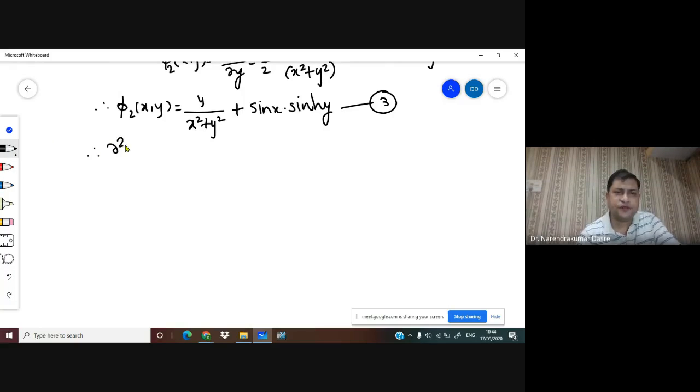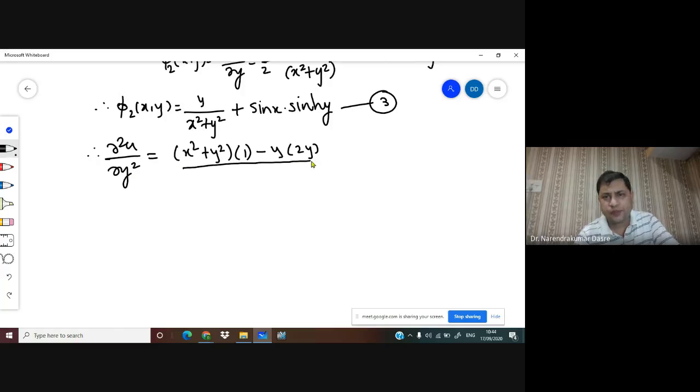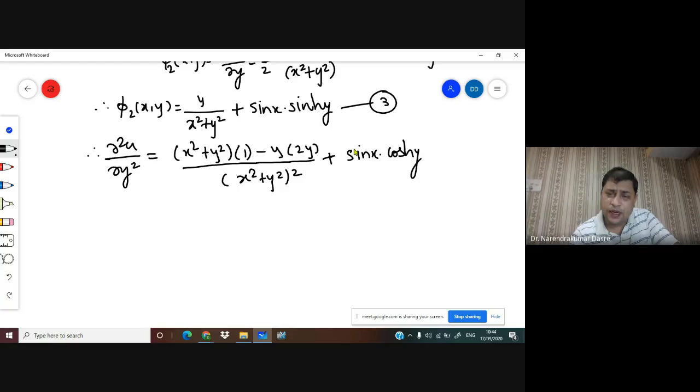And hence we have ∂²u/∂y² equal to x² + y² into 1 minus y as it is, the derivative is 2y upon (x² + y²)² plus the derivative of this term. So sin x remains as it is and this is hyperbolic cos y. The derivative of hyperbolic sine is hyperbolic cosine.